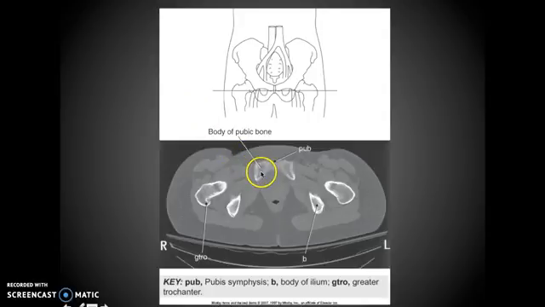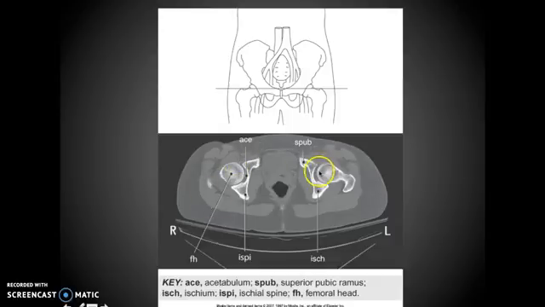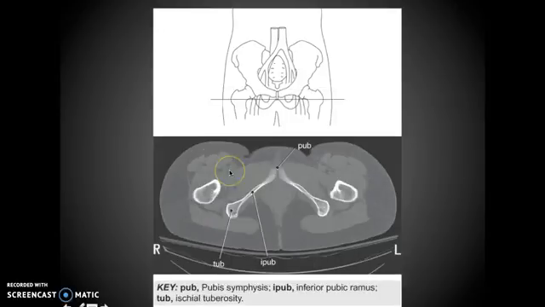So bone of the pelvic bone, here's your pubic symphysis. This is the body of your ilium and your greater trochanter right there. Superior pubic ramus, your ischium, and then we have your ischial spine. If you labeled it either way, I don't care. And here's your femoral head.